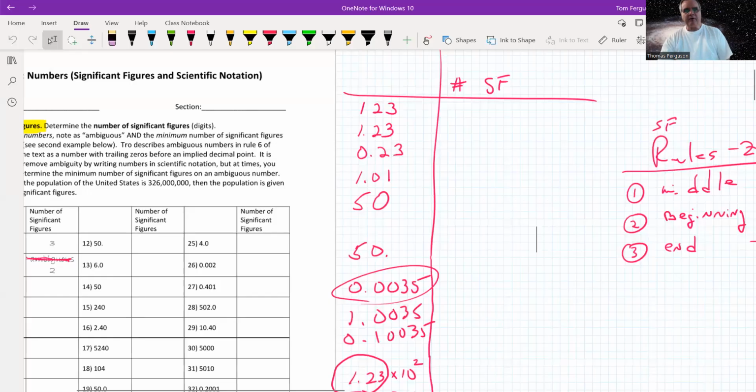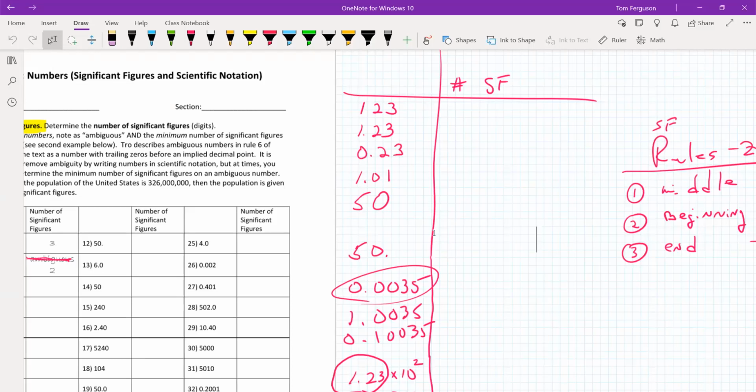So as I was saying before, significant figures is a way of determining the precision of a number. The first thing we need to do, step number one, is to figure out how many significant figures are in the number. Secondly, we need to figure out what we're going to do with that number, if we're adding, subtracting, multiplying, dividing, or doing exponentiation. And there are two basic rules for that too. It's not too bad.